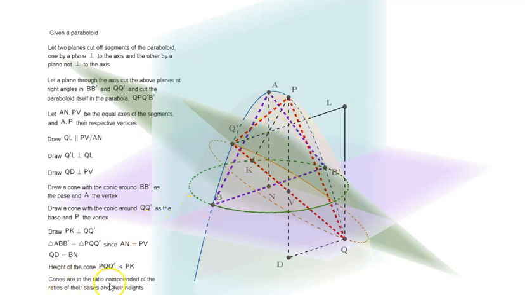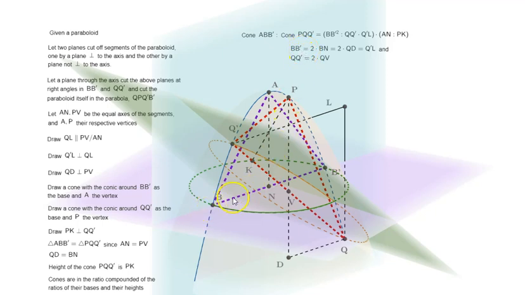Since cones are in the ratio compounded of the ratios of their bases and their heights, so we have two cones, remember? Those are in the ratio compounded of the ratios of their bases and their heights, which means cone ABB prime is to cone PQQ prime is equal to BB prime square is to QQ prime times Q prime L, times AN is to PK.